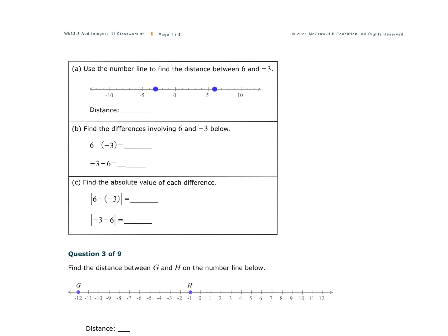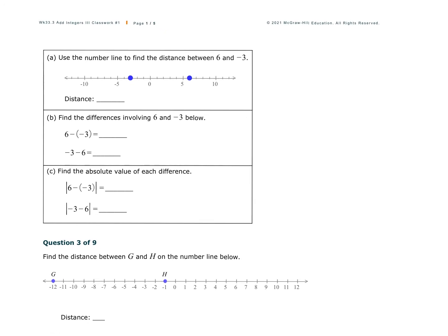All right. Next question. Use the number line to find the distance between 6 and negative 3. So here I am at positive 6. I'm finding the distance between that and negative 3. Distance is always positive. So I could do this a lot of ways. If it was just 6 and 3, it'd be 6 minus 3. So it's 6 minus negative 3, or it's negative 3 minus 6. And since it's always positive, we're going to find the absolute value of these.